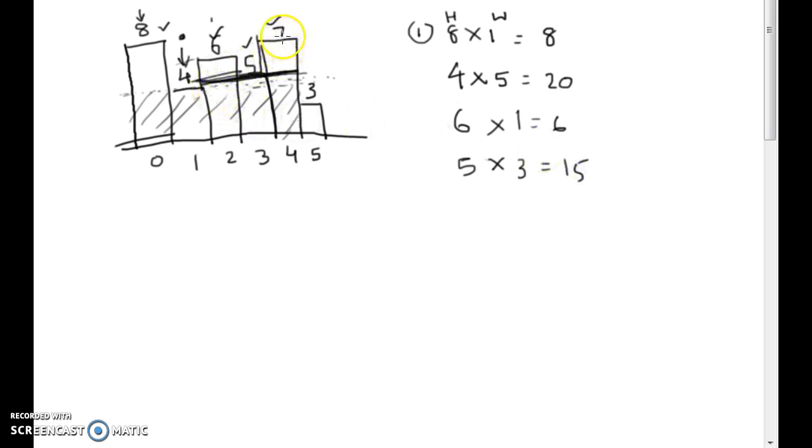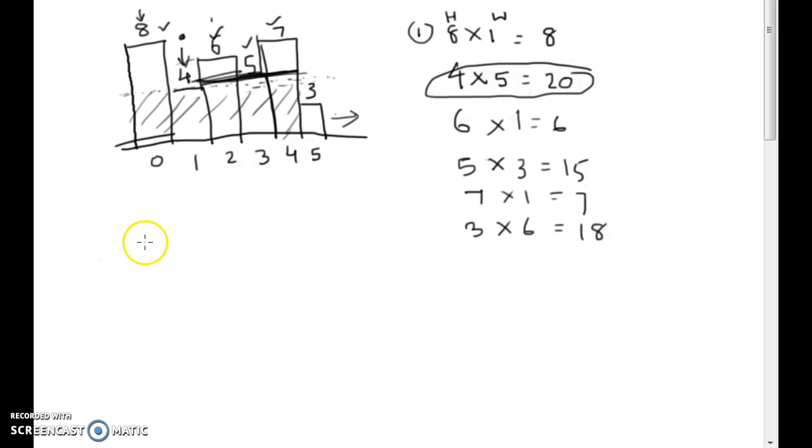And the same thing we do with 7. So 7 has both of them smaller, so 7 times 1 is 7, and obviously 3 has no rectangles to its right, and all of the rectangles to its left are bigger, so we count 1, 2, 3, 4, 5, 6. So that would be 3 times 6, which is 18, right? And so the largest rectangle that we get is this 20, right?